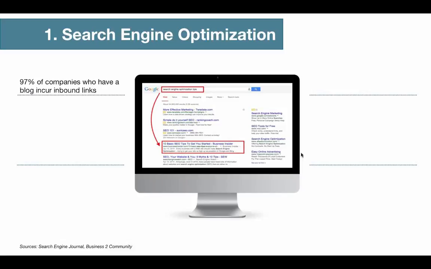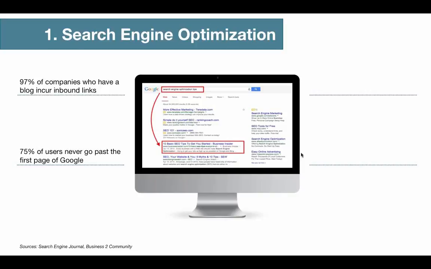There's 97% of companies who have a blog will incur inbound links. And what I mean by that is if you're writing great quality content, there's a high chance that you're going to get influencers who take your content and share it, or even curators who take your content and reshare it on their blog, further driving traffic back to your website. And so this is great for your brand presence and also a chance for you to convert the visitors into leads for your business.